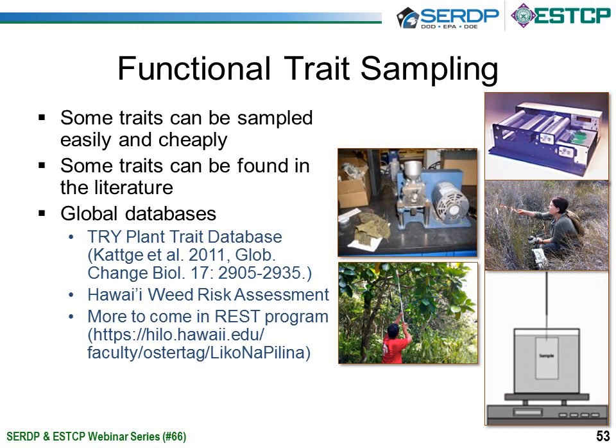Some of these traits can be found in the literature, things like seed size. Kew Garden has a database for that. There's other global databases such as TRY, which is a major database that's available. The Hawaii Weed Risk Assessment has data on individual species. And in the REST program that I'm going to be explaining, we're putting in information from global databases. So some of that will be available, particularly if you have a species that's common and well studied.